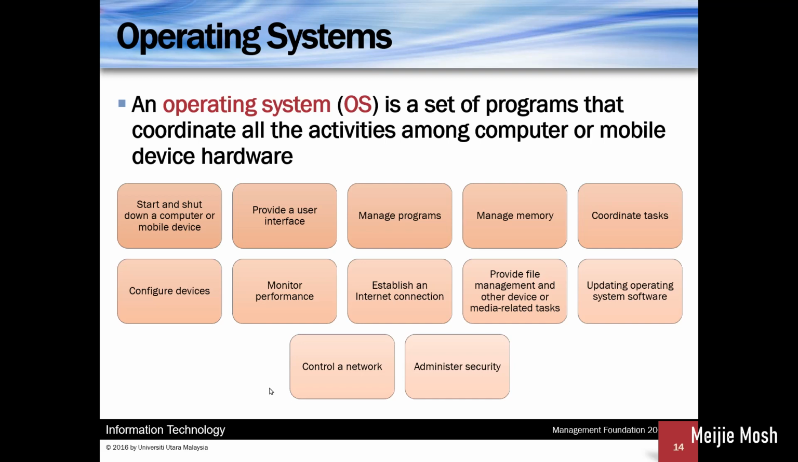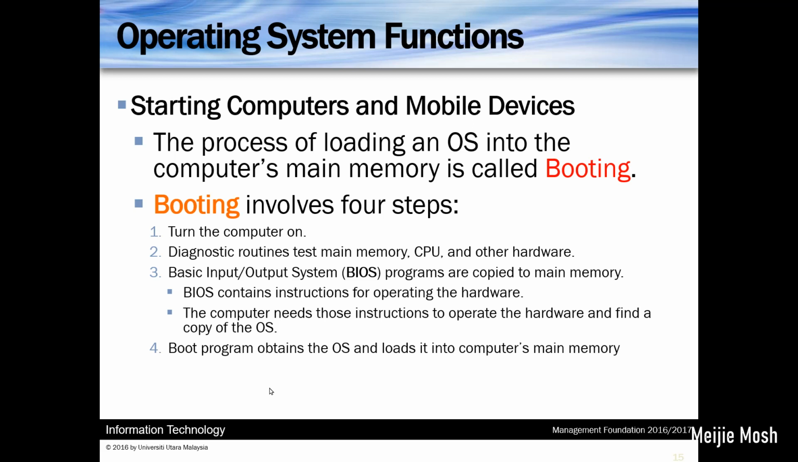First, we take a look at one of the functions of the operating system: starting the computer. This is the process of starting a computer and loading the operating system into the main memory. Main memory is the random access memory. This is called booting. The booting process can be initiated by hardware, such as a button press to turn on the computer, or by a software command.